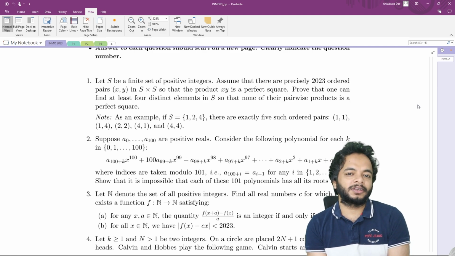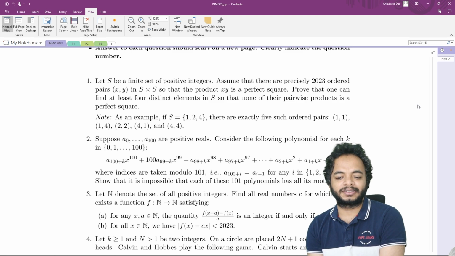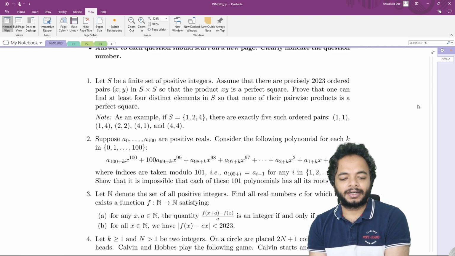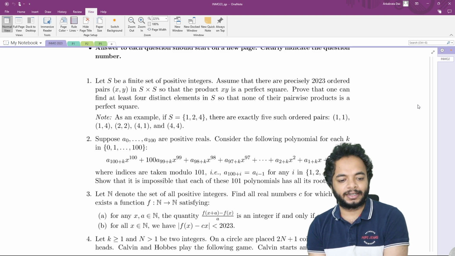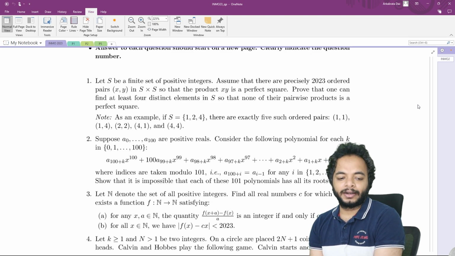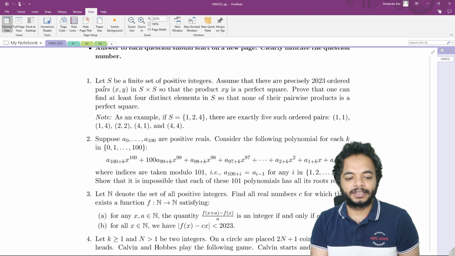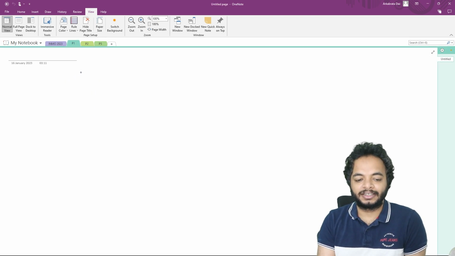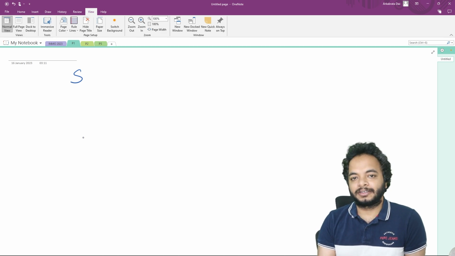To attack this problem, first of all you can think in the direction of prime factorization, and also about what's special about 2023. I also tried it that way first, but it was a dead end for me. But there is another very nice and elegant solution, where I'll be using a relation on the set S. So what I'll be doing is defining a relation on the elements of the set S.